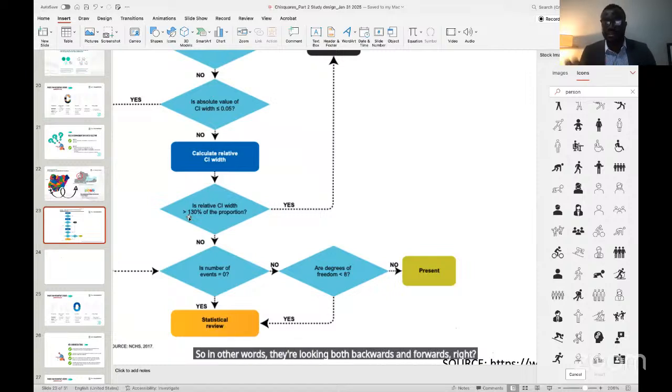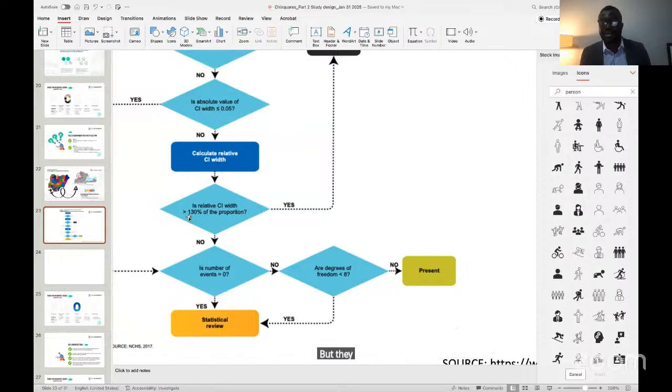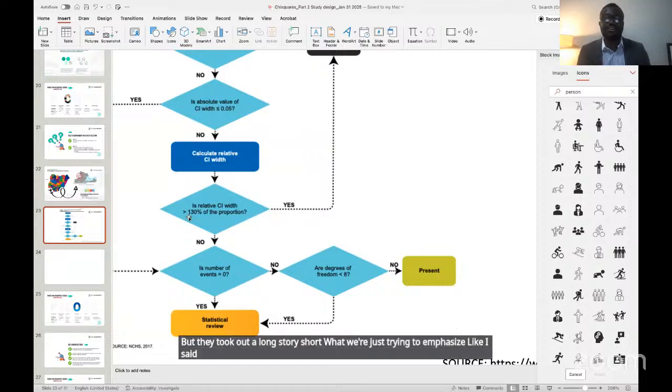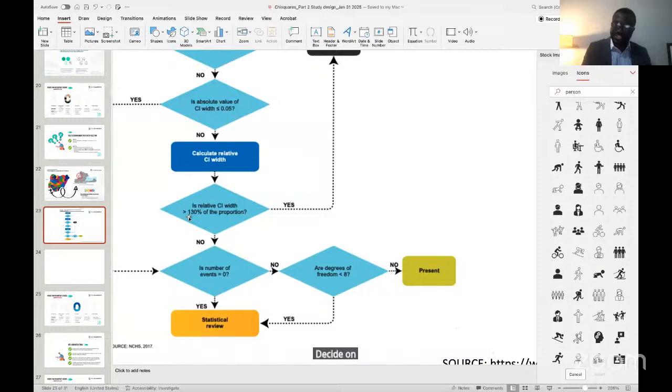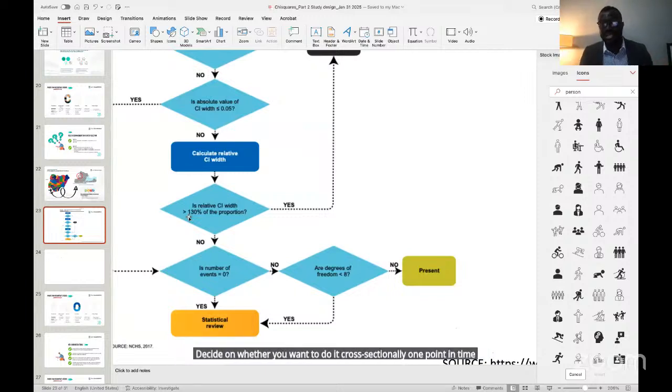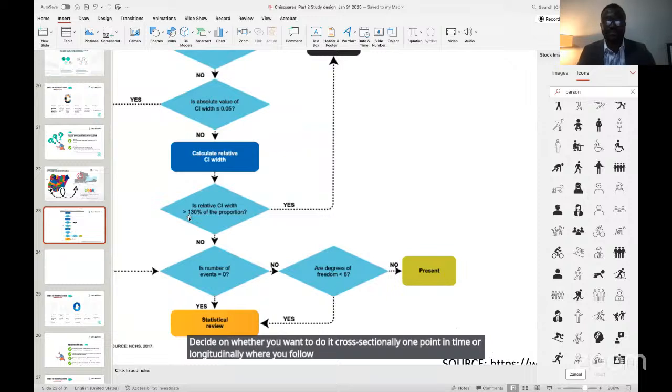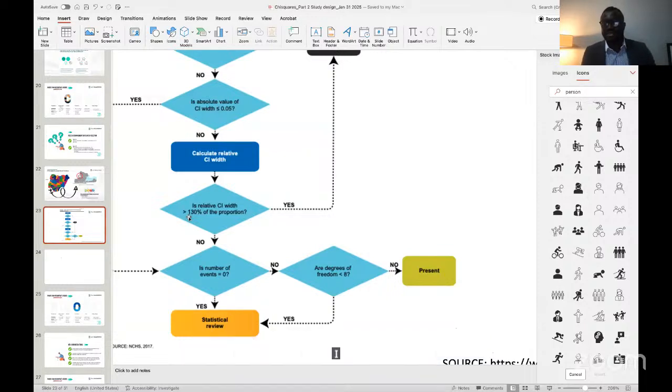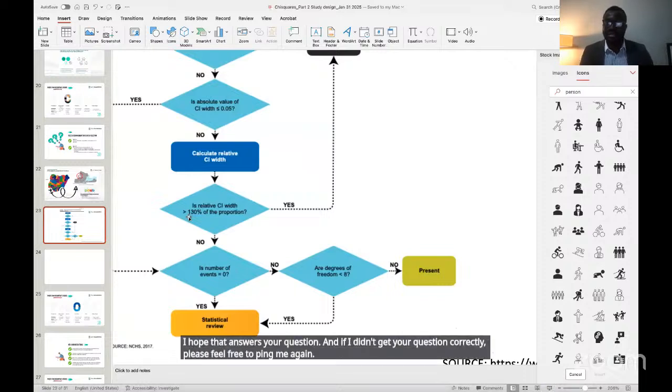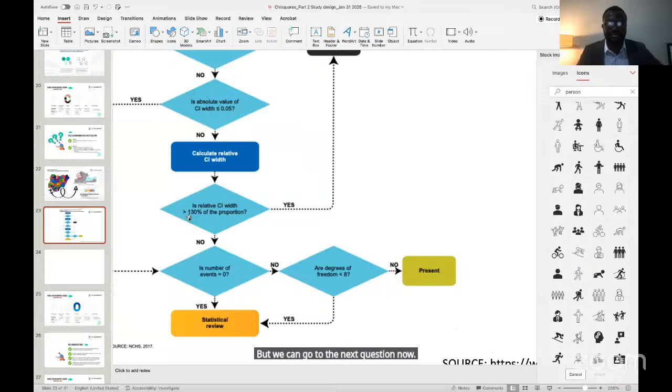But to cut a long story short, what we're trying to emphasize, in the context of a survey, is that from a design perspective, and to make your work more impactful, you should decide whether you want to do it cross-sectionally, at one point in time, or longitudinally, where you follow participants over time. I hope that answers your question. If I didn't get your question correctly, please feel free to ping me again. But we can go to the next question now. Thank you very much.